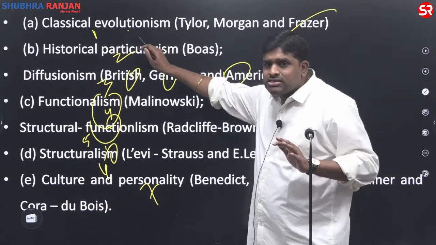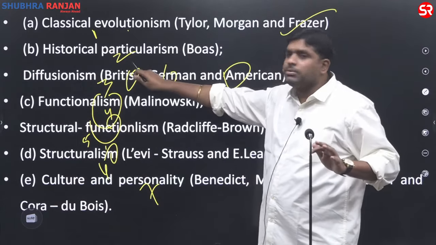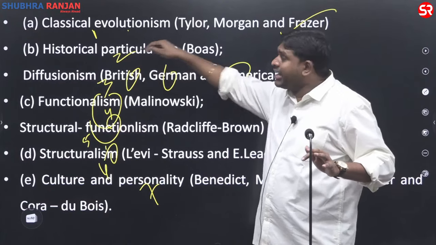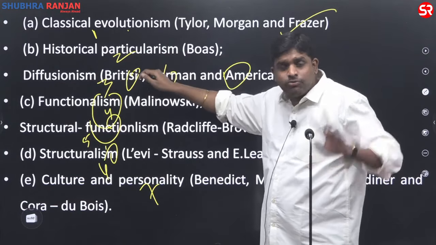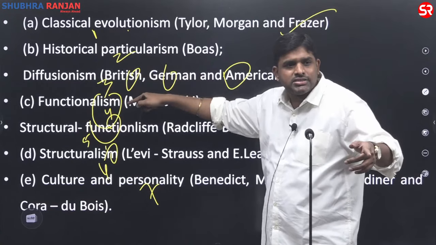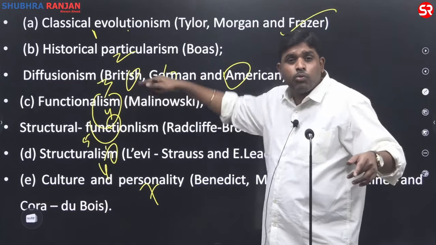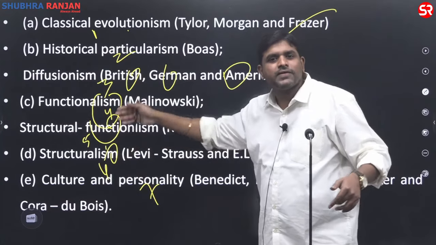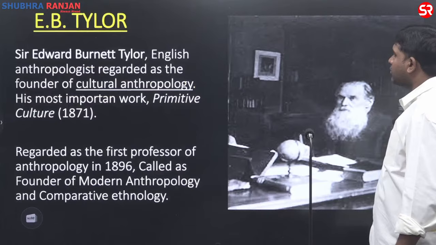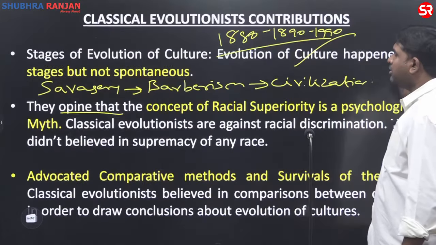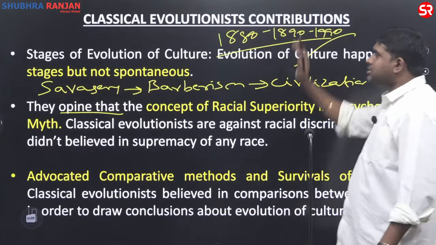So first we have to understand this. When we understand this, there will be criticism of it. Then we will understand the next one. There will be criticism of that too. What are the negatives? Then the next, and there will be criticism for this as well. What are the negatives for this? Henry Morgan, James Frazer. Next.